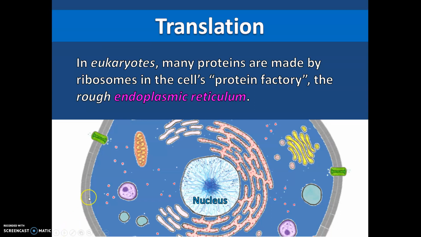So in eukaryotes, many proteins are made by the ribosome in the cell protein factory, or the rough endoplasmic reticulum. So if you see here, the rough endoplasmic reticulum has a bunch of these little red dots, and those are ribosomes. So we call the rough ER the protein factory. We also have free ribosomes that are just around the cell in the cytoplasm.